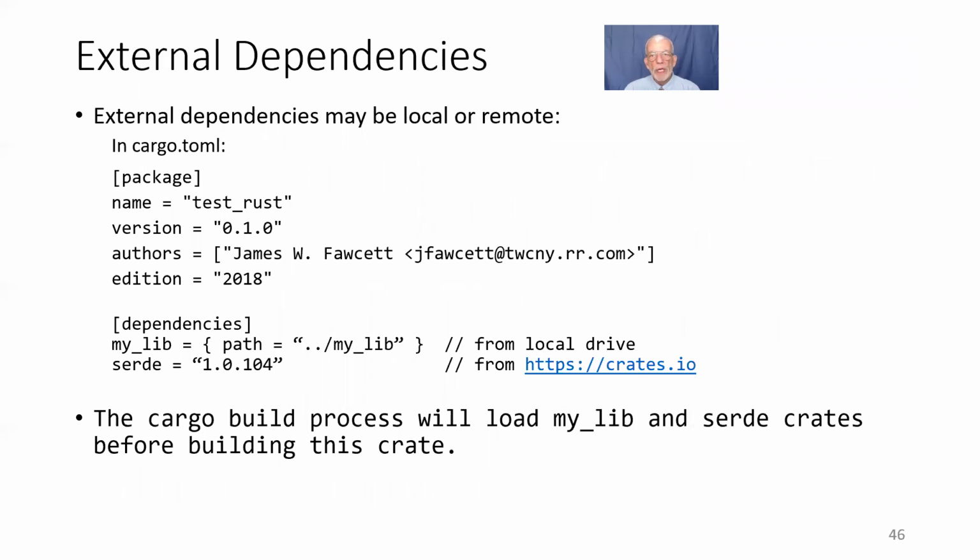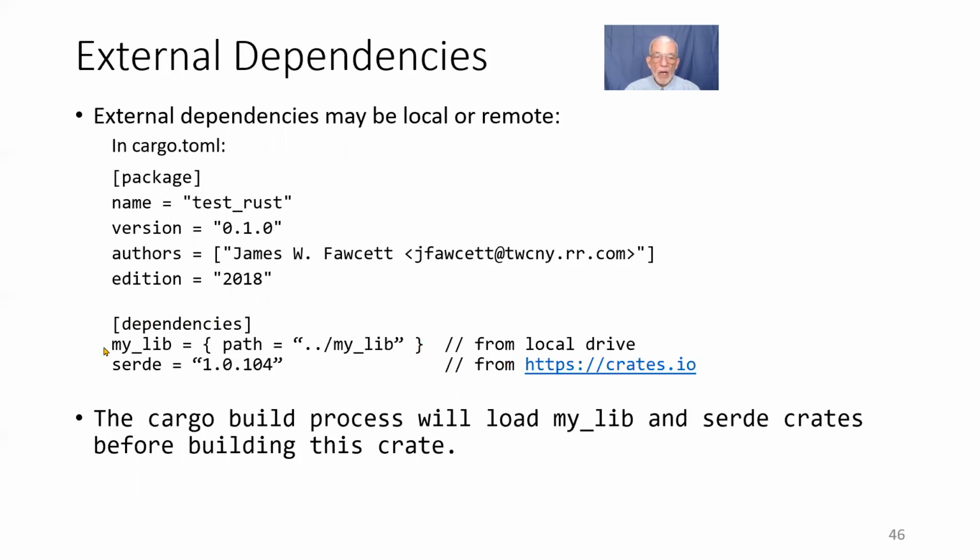So here's a view of the Cargo.toml file. We have a package section that just lists the metadata for the file: the name, version number, author, and edition. This is the latest edition of the Rust compiler. And in this dependency section is where you specify to Cargo the dependencies that you need.